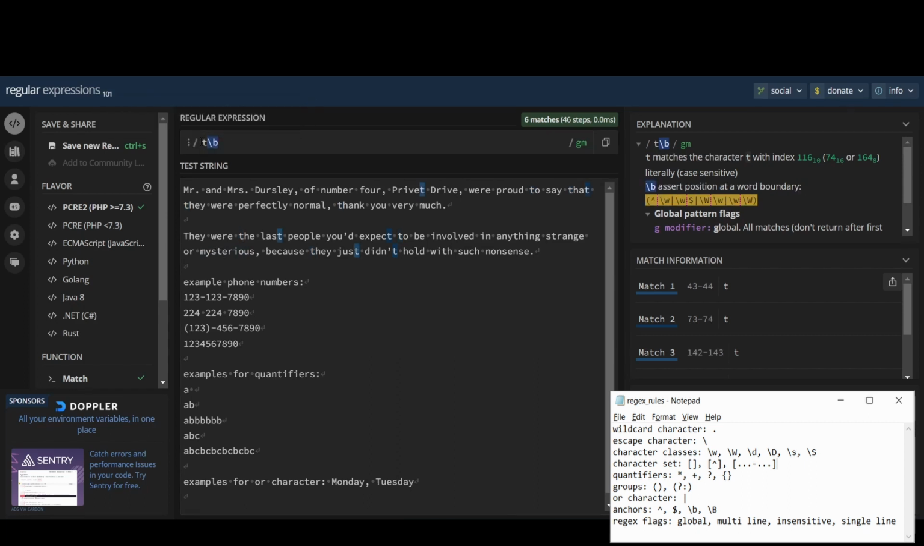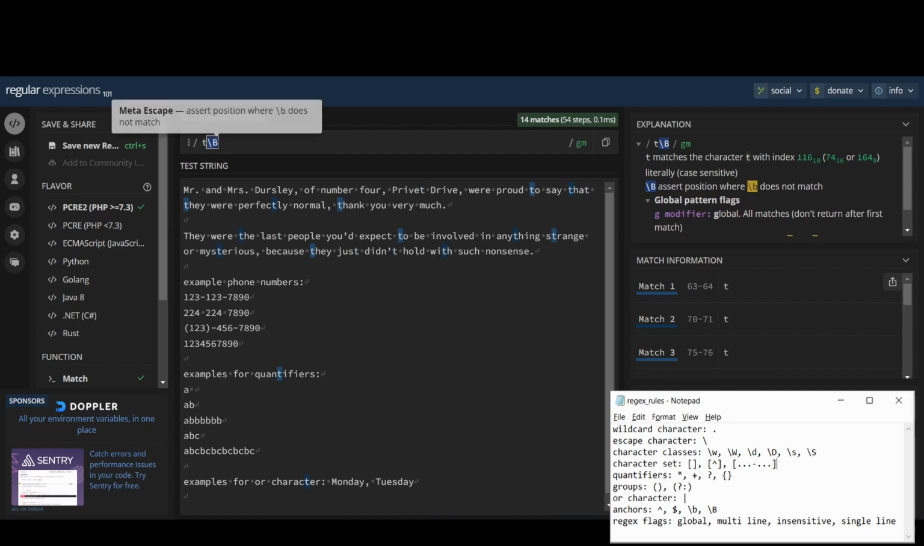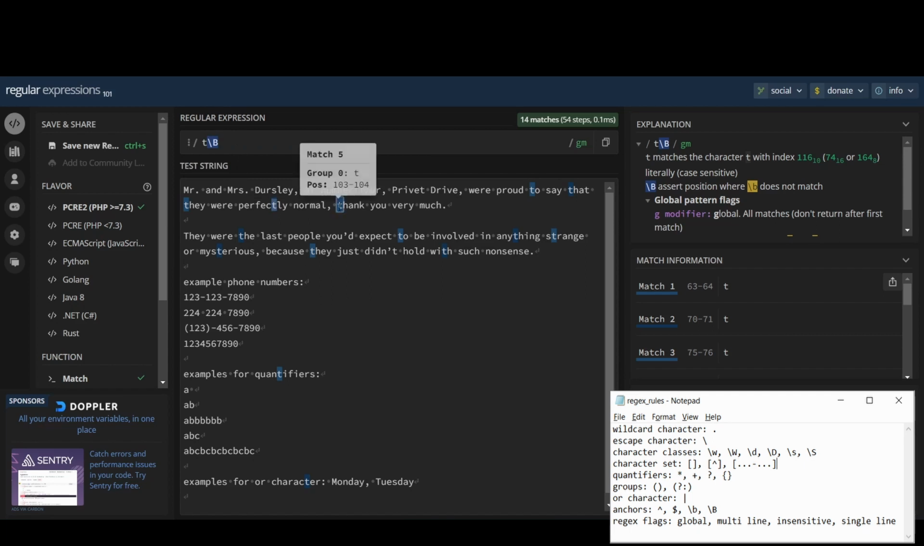We can also put the letter T in front. That way we are going to match all the T's at the end of a word. The opposite of word boundary is backslash uppercase B. If we use T followed by backslash uppercase B, we can see that we are going to match all the T's that are not at the end of a word.